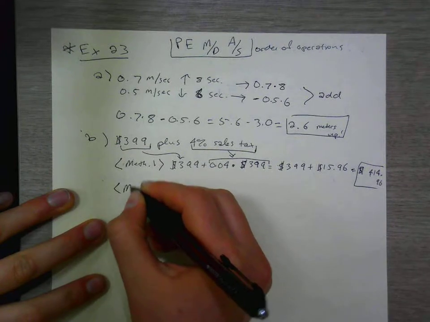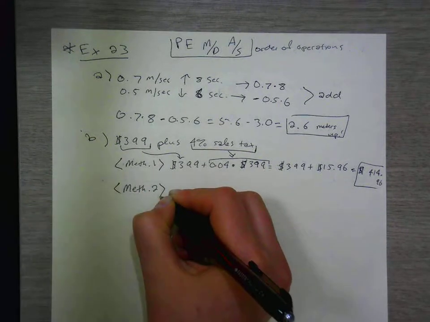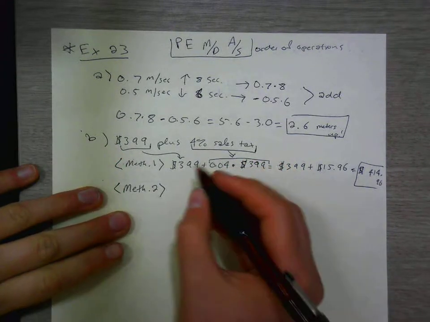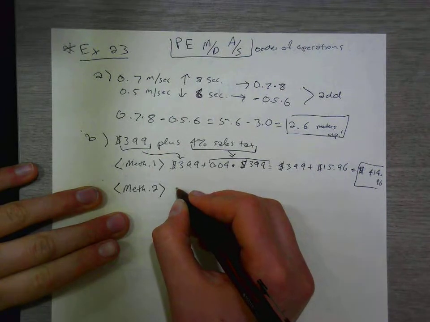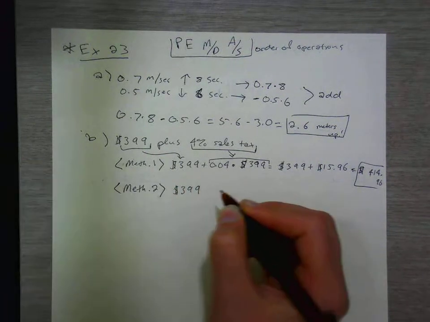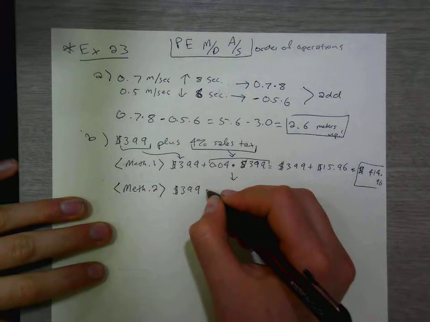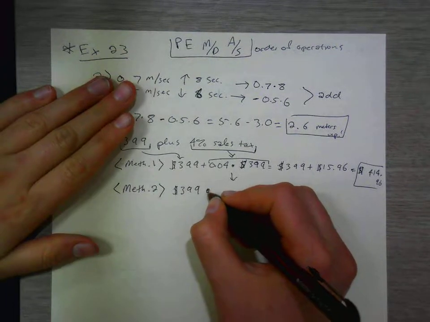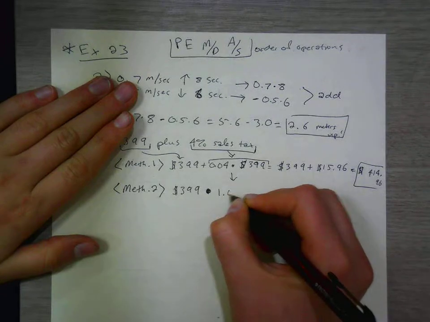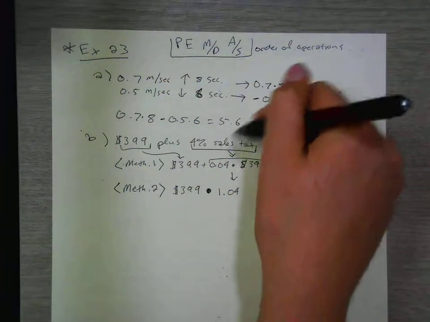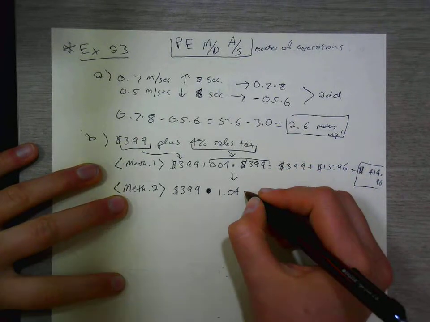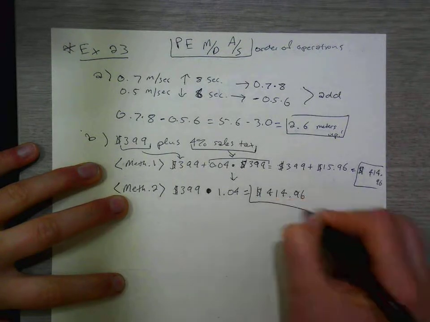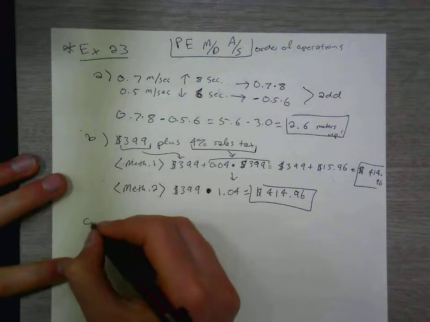Sales tax stinks. Method 2, let's try it a second way. So instead of doing it this way, you could say, okay, well, I have $399. Instead of writing sales tax like this, you could write the whole thing as times 1.04, because basically you have 100% plus 4%, so you get 104%, and that would give you $414.96 total.